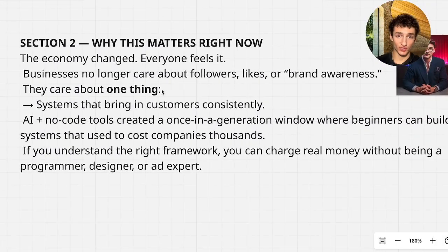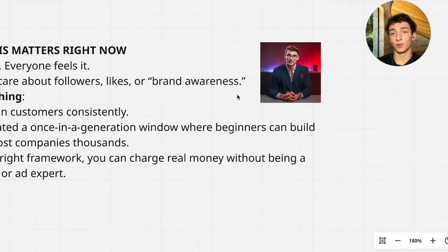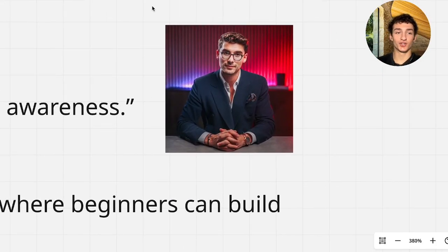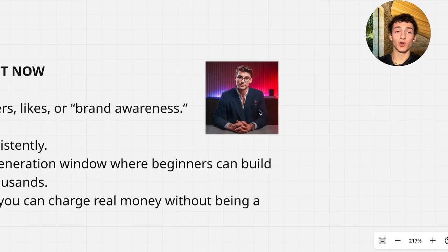The economy has changed for small businesses. Everybody feels it. Businesses no longer care about followers, likes, or brand awareness. They care about one thing. This is partially due to people like Iman Gadzhi pushing the whole SMMA model. Businesses have been getting reached out to for social media marketing for 5 years at this point, probably even 5 to 10 years, all because of this guy when he made SMMA big. So people are sick of that.